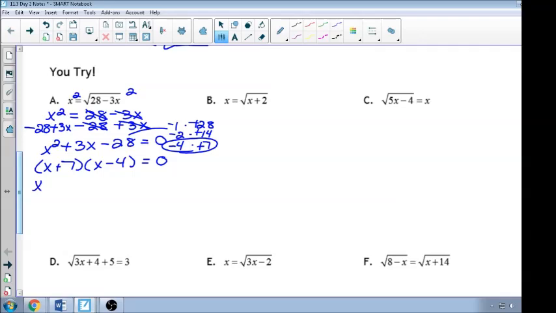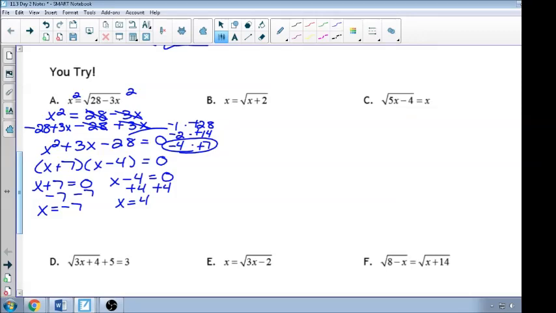Use the 0 property, so x plus 7 equals 0. x minus 4 equals 0. I can subtract 7 from both sides and add 4 to both sides. So x equals negative 7 and x equals positive 4.